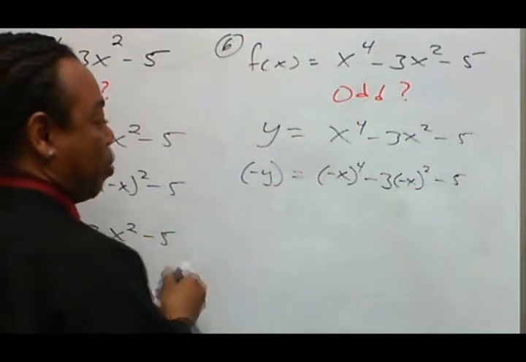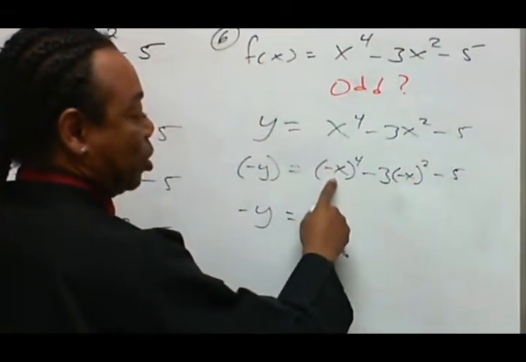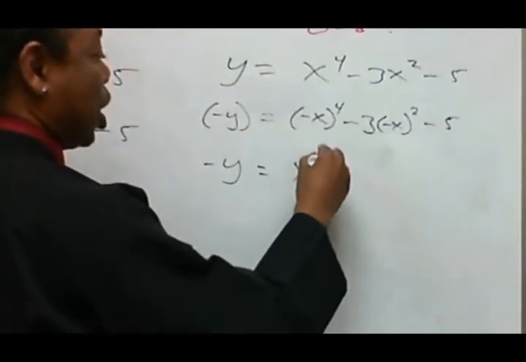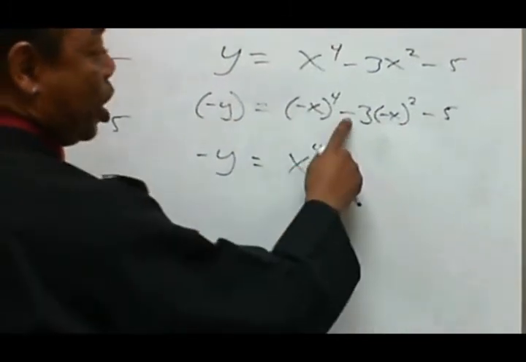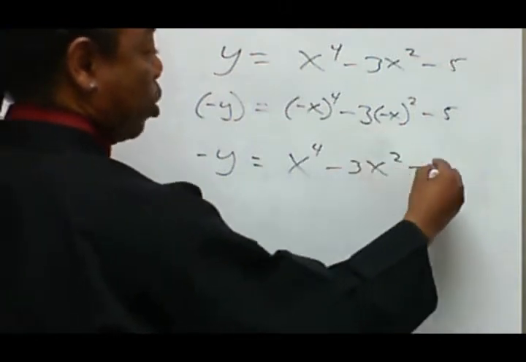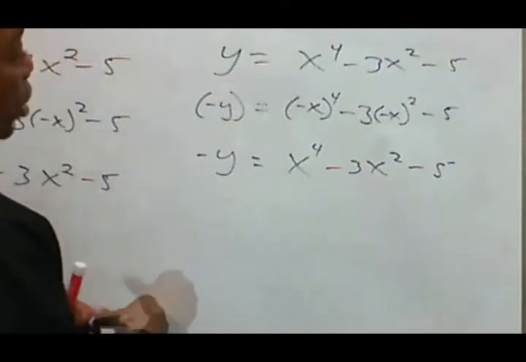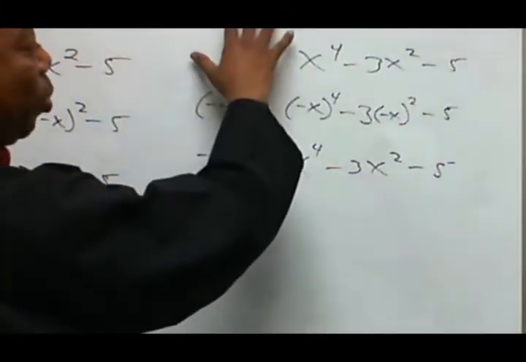Negative y simplifies to just negative y. Negative x times negative x times negative x times negative x is positive x to the fourth power. Negative 3 times negative x squared is negative 3x squared, minus 5. And from here, we'll notice that it did not return back to the original.